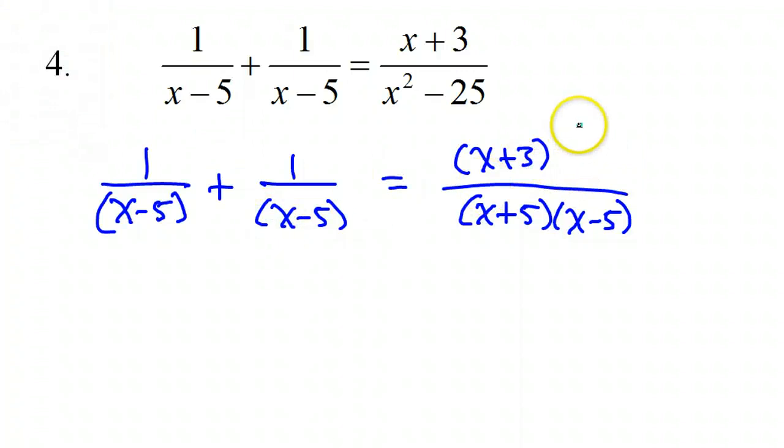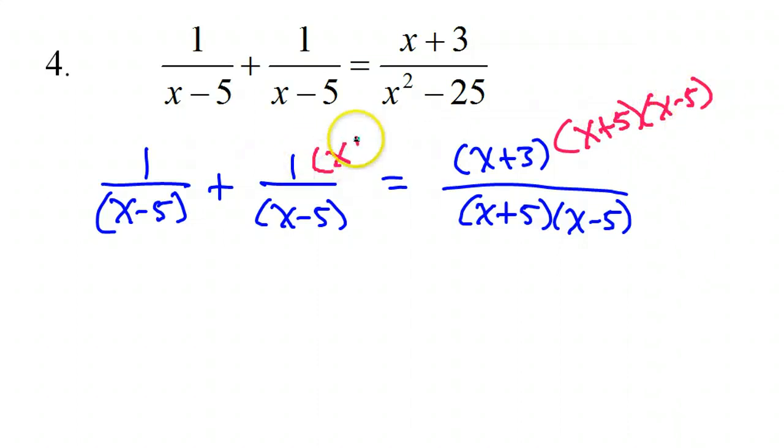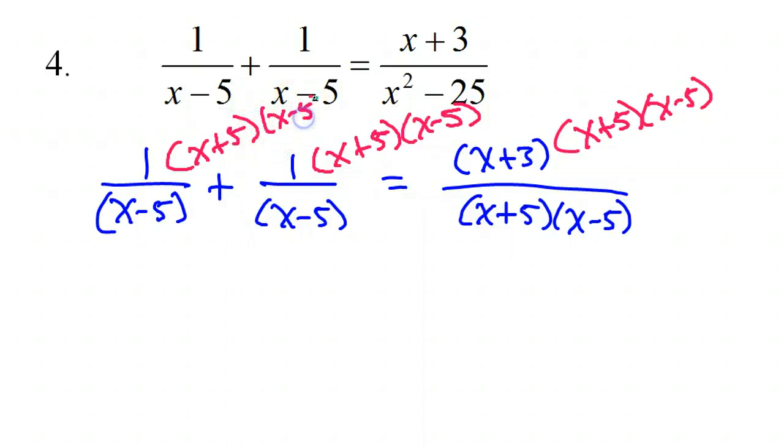Okay, I'm just going to multiply each term by x plus 5, x minus 5. So x plus 5, x minus 5. X plus 5, x minus 5. And x plus 5, x minus 5. Okay, if I do that, I will cancel out all denominators, and that's my goal right now. So these x minus 5s will cancel out. These x minus 5s will also cancel out. The x plus 5, x minus 5 will cancel out.